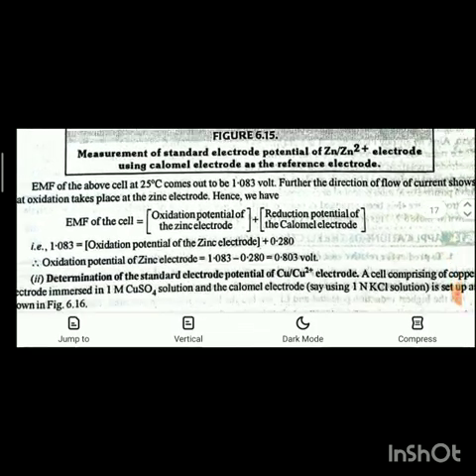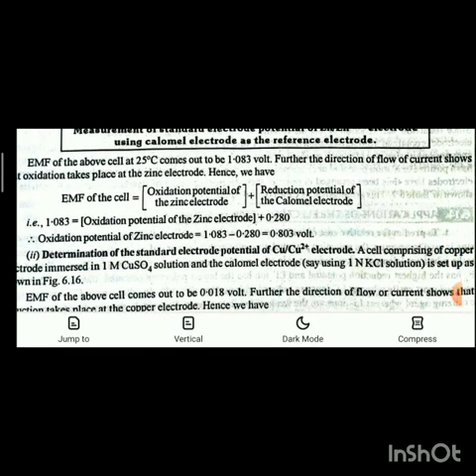Hence, we have EMF of cell equals oxidation potential of zinc electrode plus reduction potential of calomel electrode. 1.083 equals oxidation potential of zinc electrode plus 0.280. Therefore, oxidation potential of zinc electrode equals 1.083 minus 0.280, which equals 0.803 volt.